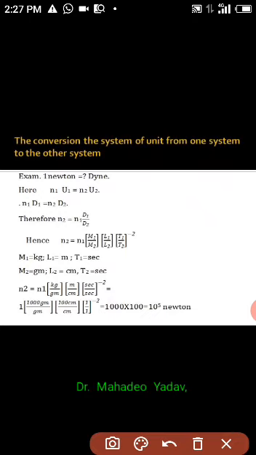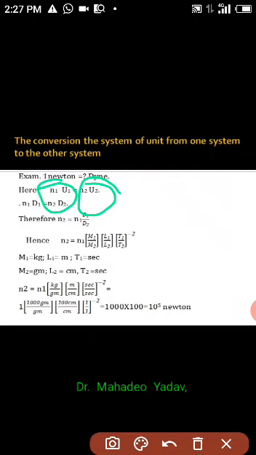An example about the use of dimension: the conversion of Newton in SI system into dyne. It is a unit of force. In MKS system or SI system, the unit of force is Newton and in CGS it is dyne. Now, here the numerical value in SI system is N1, the numerical value in CGS system is N2, and the values should be the same.